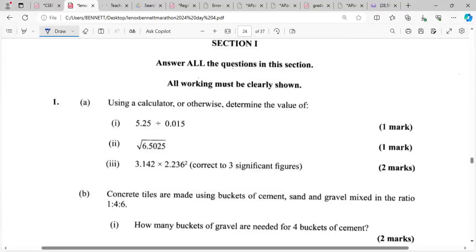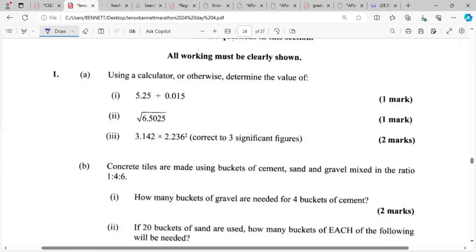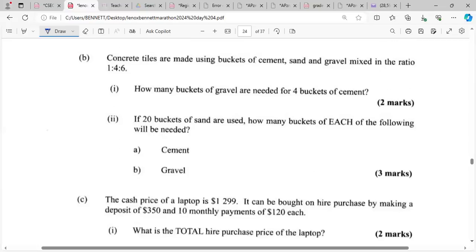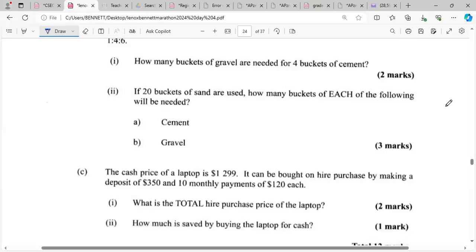It said answer all the questions in this section. All working must be clearly shown. You can use a calculator as usual. So we could see if we can get the 2, 4, 6 marks plus 9, 11. Let's see if we can get the 11 marks, guys. And we stop here for tonight.